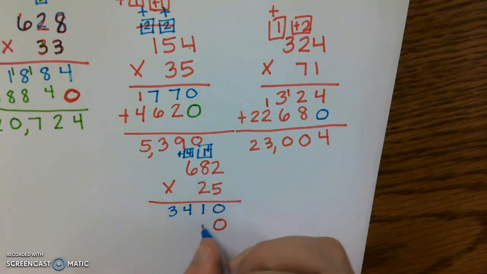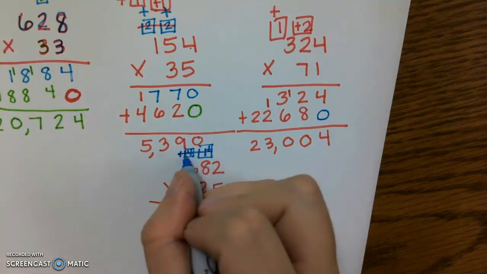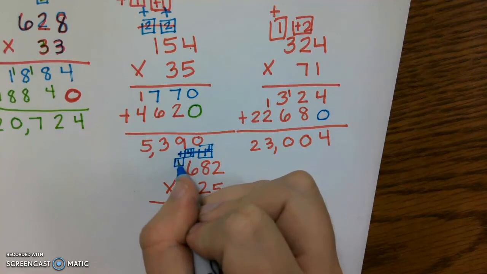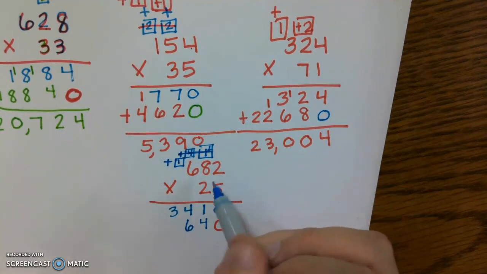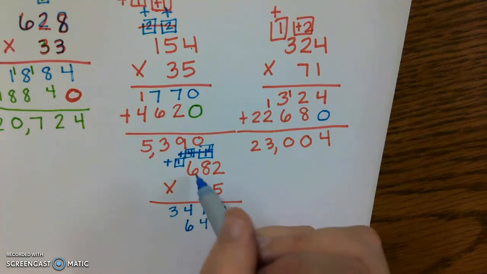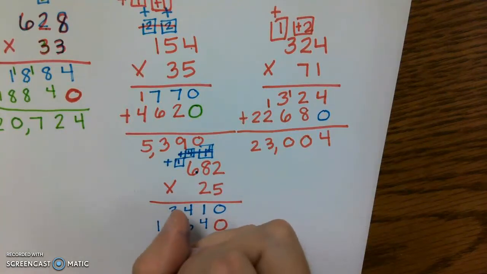So 2 times 2 is 4. 2 times 8 is 16, so I'm going to drop my 6. I'm going to regroup my 1. There's already a 4 here, but I'm done with it. I'm going to put it in a little box, and I'm going to put it to be added. So, and then I can go over here and do 2 times 6. 2 times 6 is 12, plus 1 is 13.